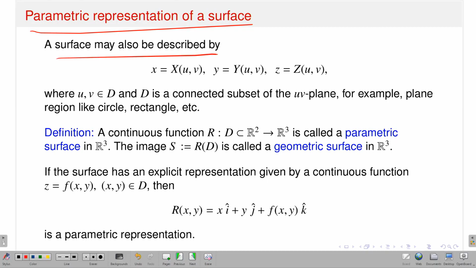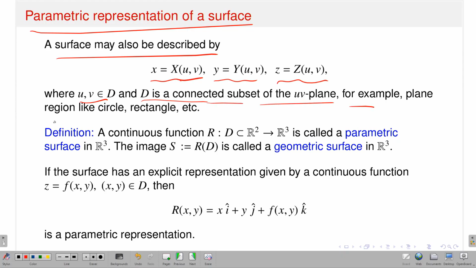A surface may also be described as, of course I am talking about surfaces in R3, each of the variables x, y, z in R3 can be written as a function of u and v, where u, v vary over the two-dimensional plane. That means x is equal to capital X of u, v, y is equal to capital Y of u, v, z is equal to capital Z of u, v, where u, v is in D. Look at the definition: u, v running over D subset of R2, where D is a connected subset in the uv plane.